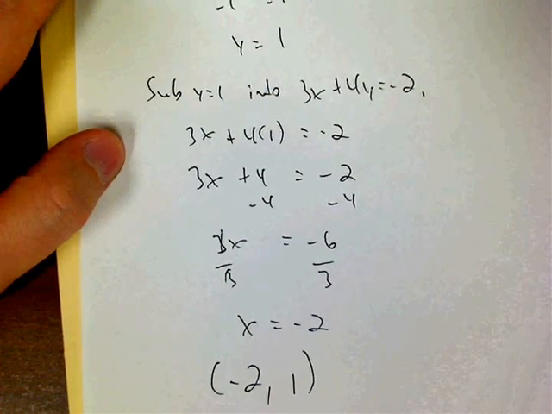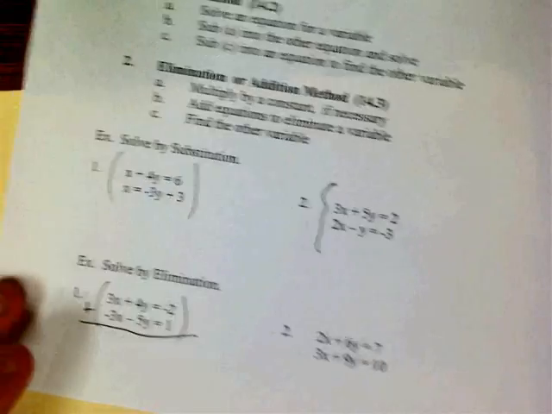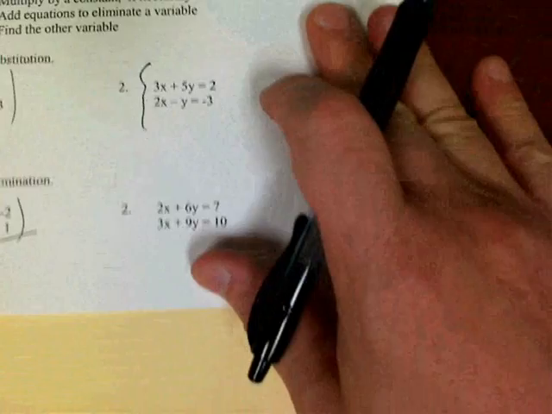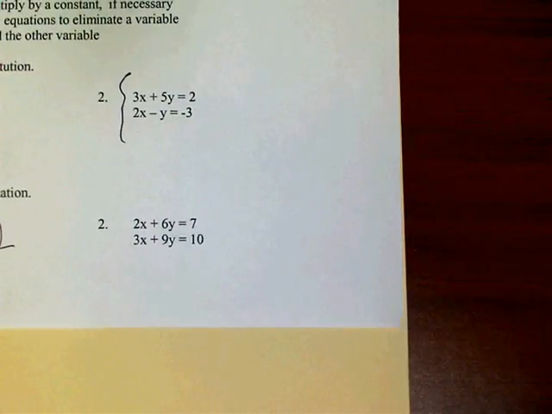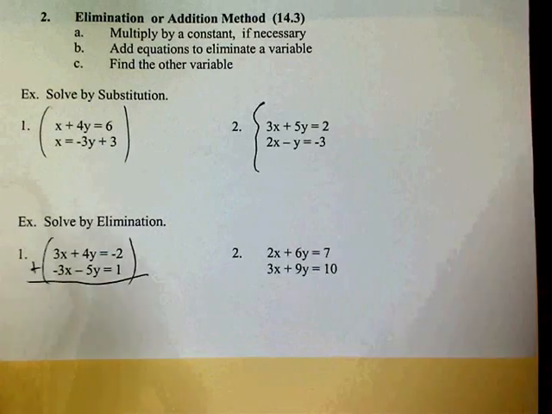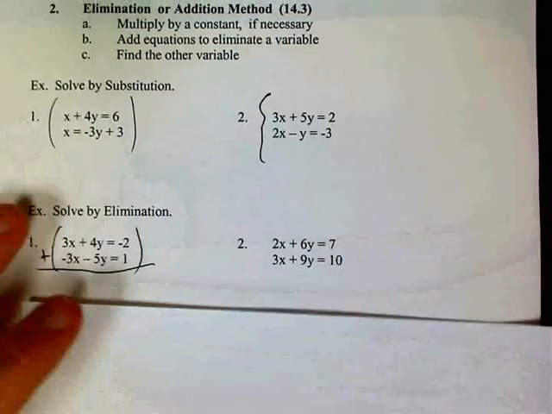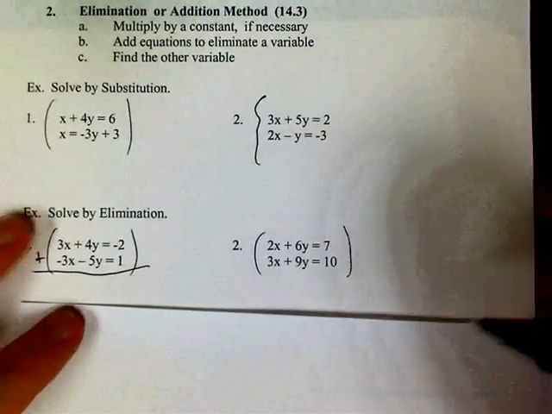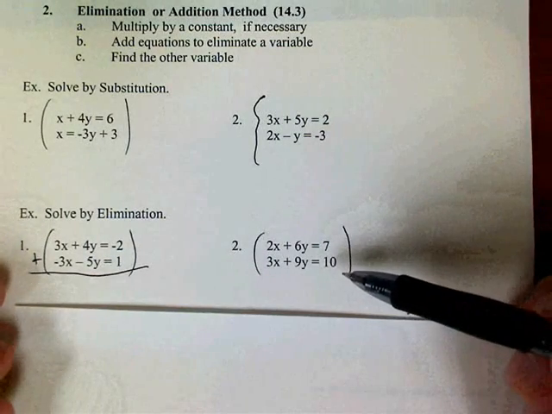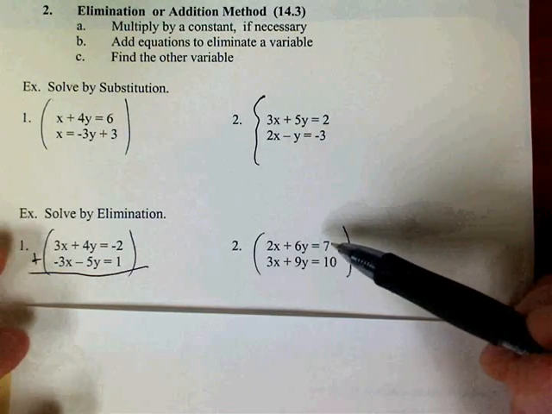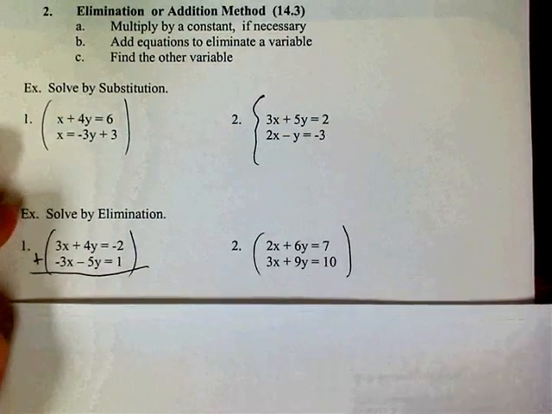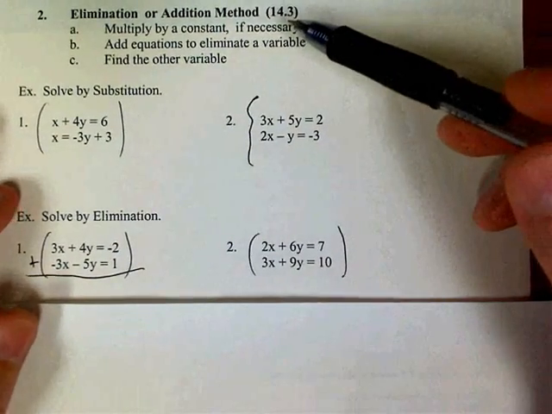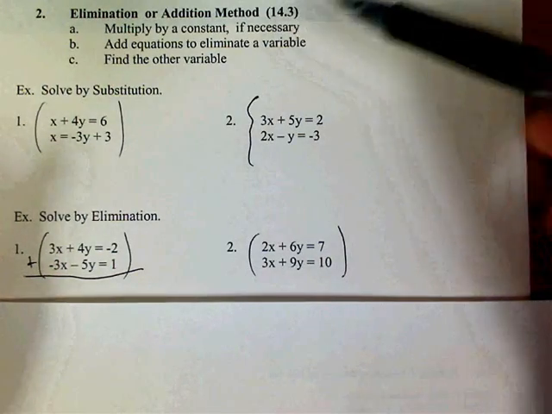Now the next one isn't near as easy. I'm not gonna lie to you. Not even close. Because if you look at these and you try to add, nothing's eliminated. That gives you 5x, that gives you 15y. It's not good. So now we got to use what we're allowed to do. Multiply by a constant and add the equations. We got to multiply by a constant first.